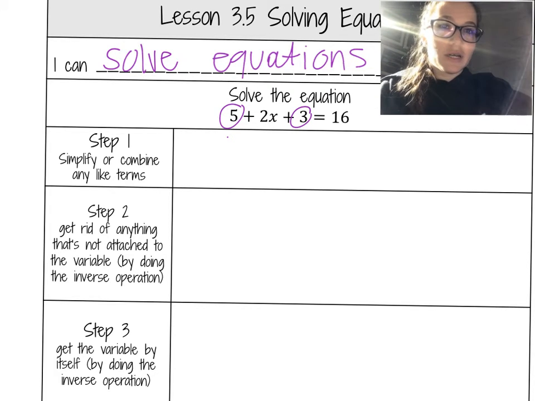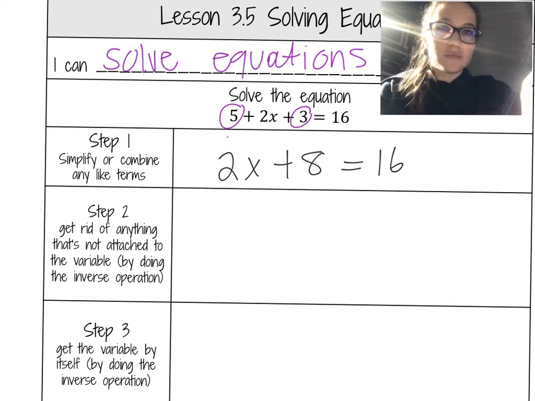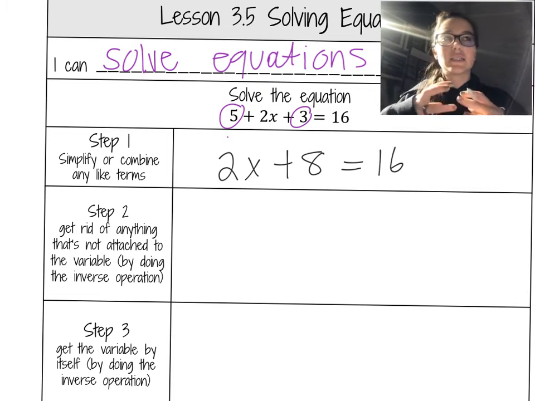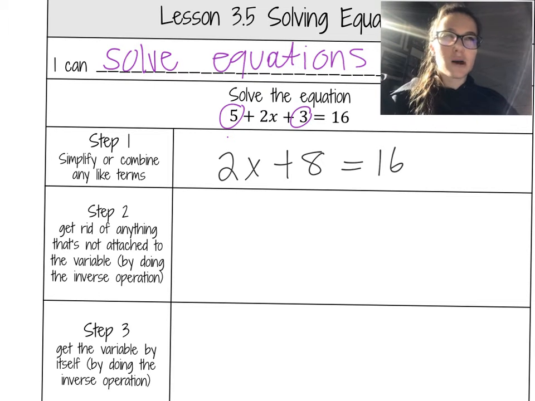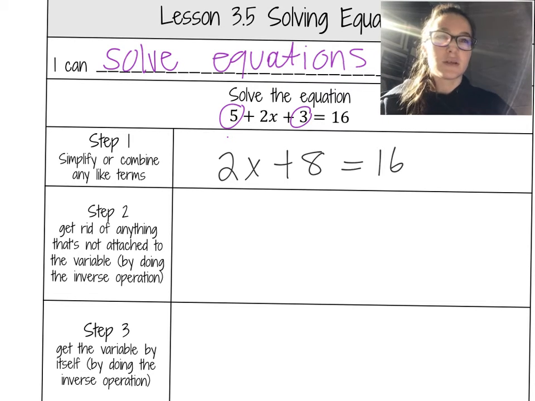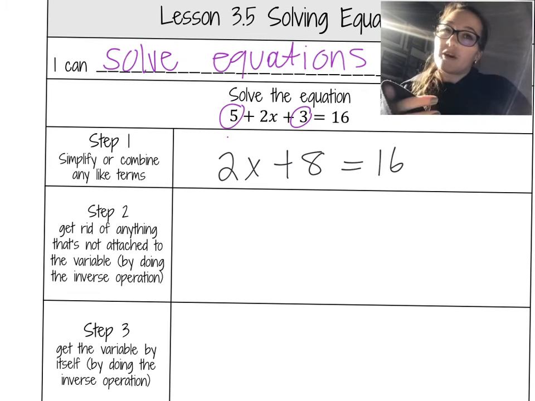So I'm just going to rewrite this as 2x plus 8 equals 16. All I did was I saw, oh, there's two constants right there. I can add those together, make it a little easier. Okay, so step 1, simplify whenever you need to. You might not always need to.